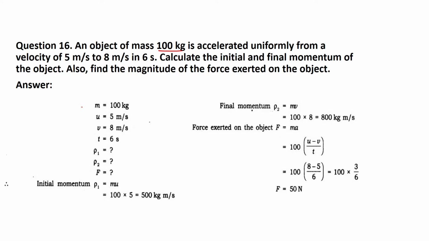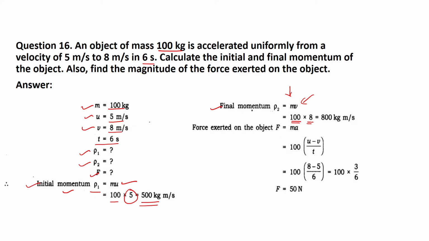We have to find the initial momentum, final momentum and the force applied. Let's see, initial momentum is the mass multiplied by the initial velocity. So we can find the momentum by simply mass 100 kg multiplied by the initial velocity 5, that is 500 kg meter per second. This is the initial momentum of the object. Now the final momentum we can calculate by using mass multiplied by the final velocity. Mass 100 kg, final velocity 8 meter per second. So 8 multiplied by 100 will be 800 kg meter per second.